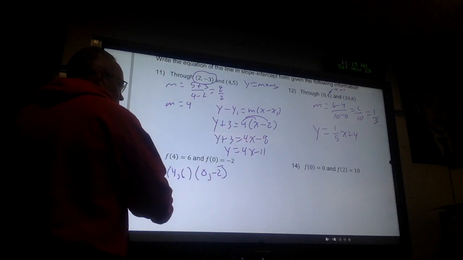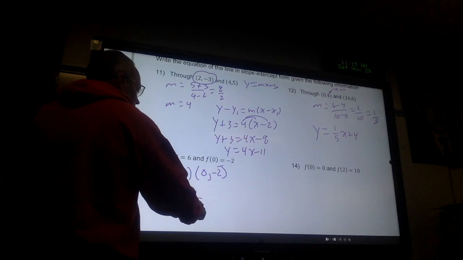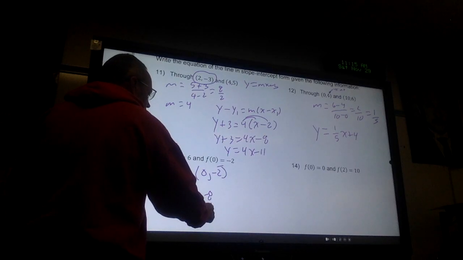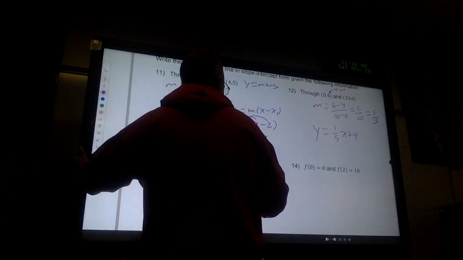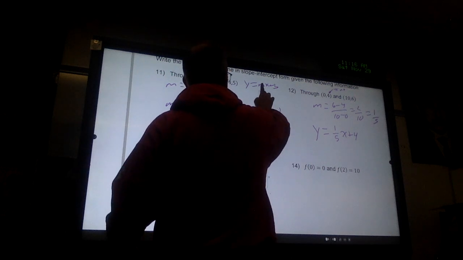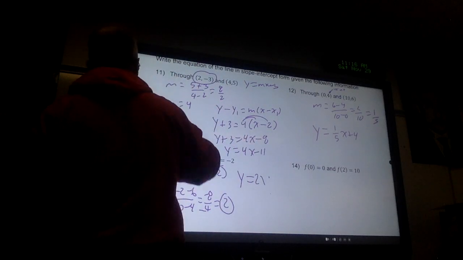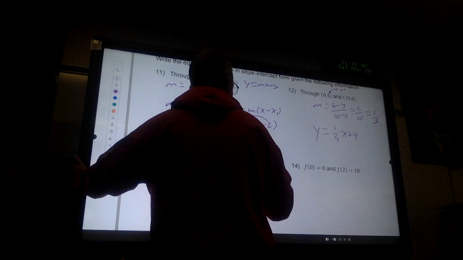Let's find the slope first. So I'm going to get -2 minus 6 over 0 minus 4, which is -8 over -4, which is 2. And then my equation is just going to be y equals 2x minus 2. There's our equation.